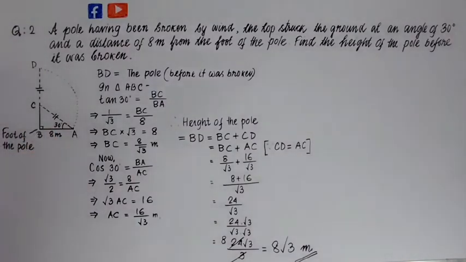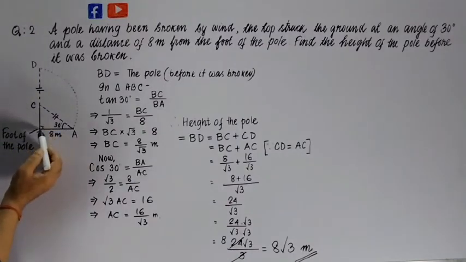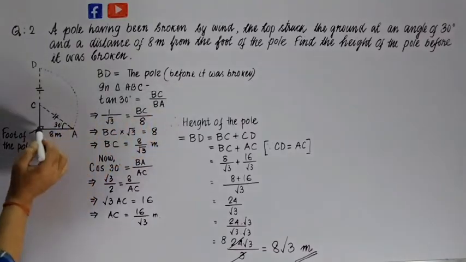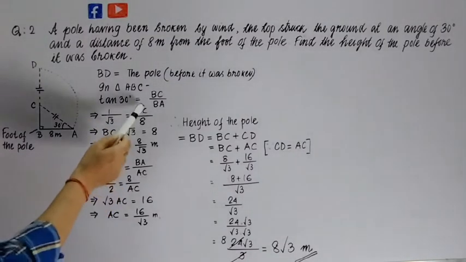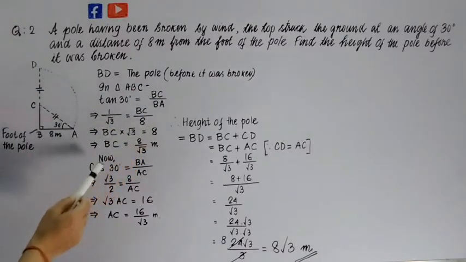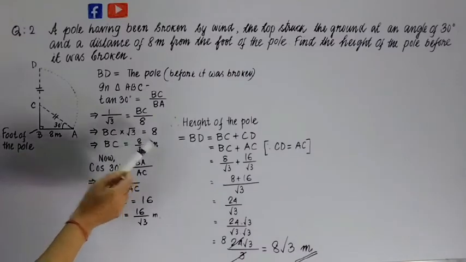How to find? Take tan. Tan 30 degree is equal to perpendicular by base. Perpendicular BC and base BA. Okay? Tan 30 is equal to 1 by root 3. Now BC by 8, BA is equal to 8. Now cross multiply it, you will get BC is equal to 8 by root 3 meter.